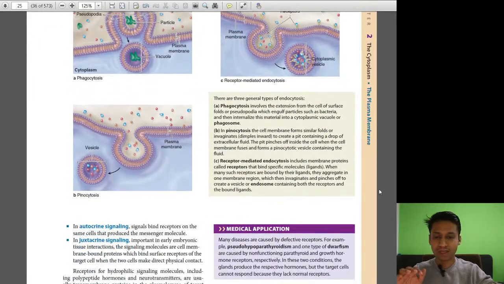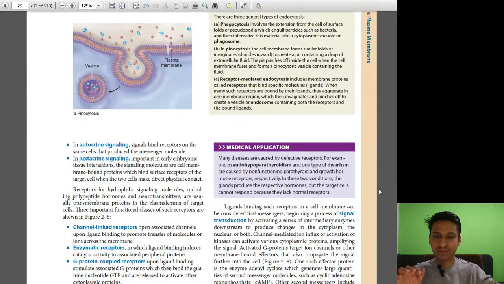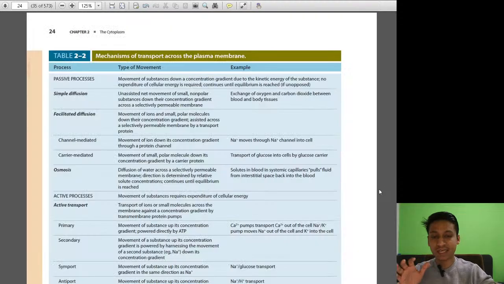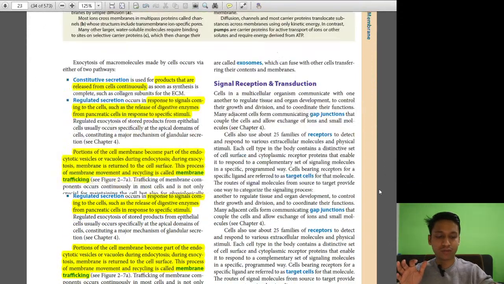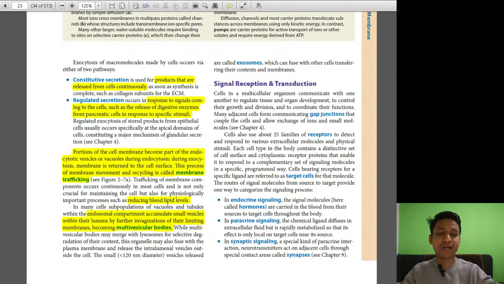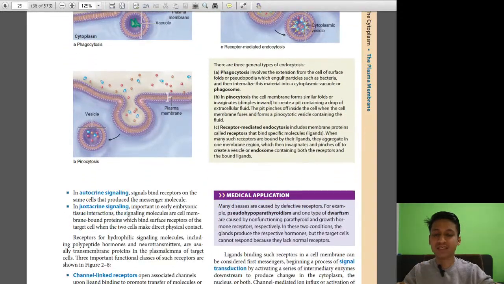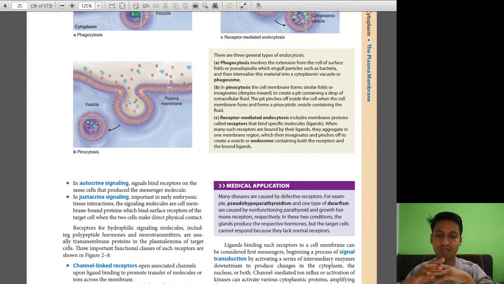So let's go and touch some new topics. We read about signaling, and we read about the endocrine signaling. Here we read about the paracrine signaling, we read about the synaptic signaling. The next type of signaling is autocrine signaling and juxtacrine signaling. Autocrine signaling signals bind receptors on the same cells that produce the messenger molecule. So it's basically a secretion, but for the same cell. A cell secretes a vesicle that is required by itself, and this type of secretion is called autocrine secretion.